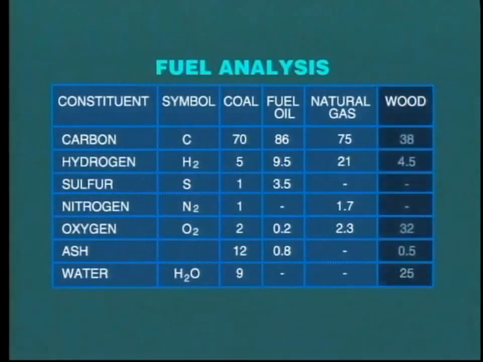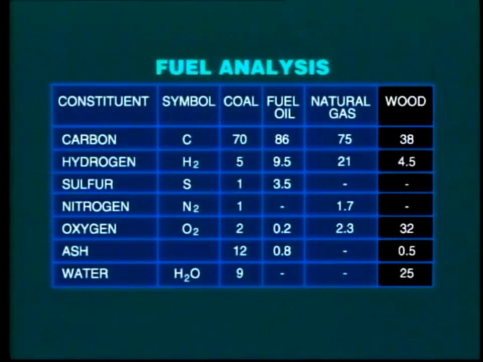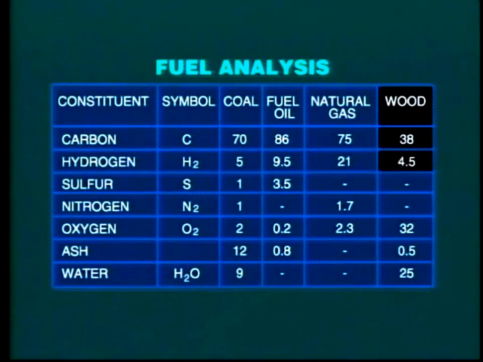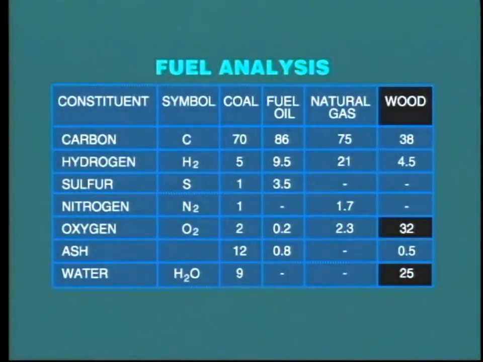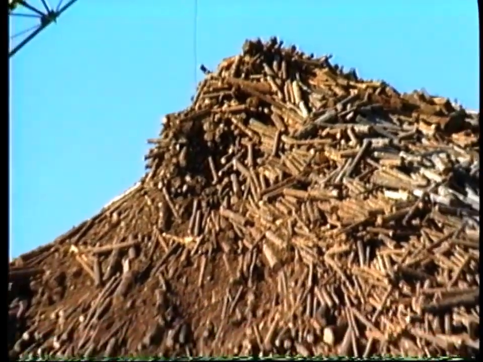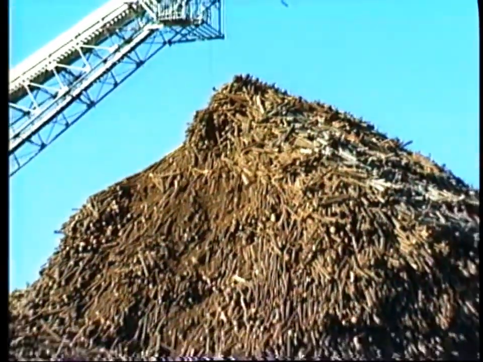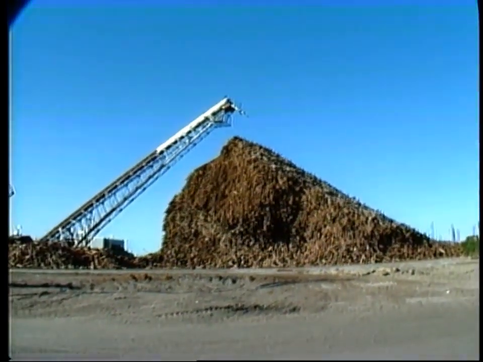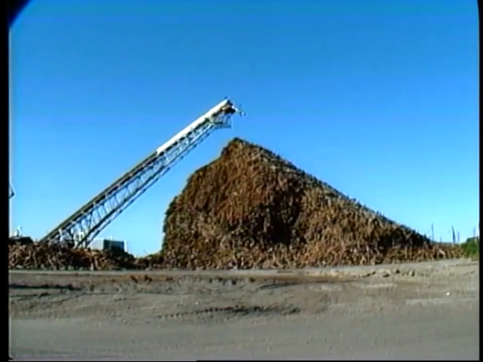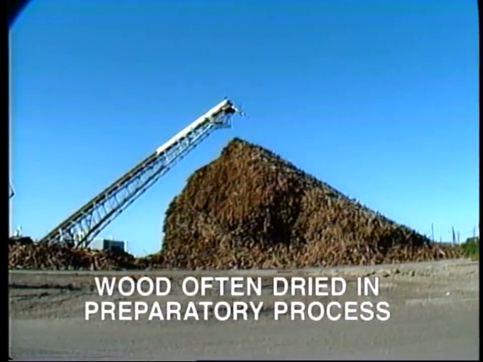In comparison, we can see that wood as a fuel will not produce much heat because the amount of carbon and hydrogen is relatively small. The ash content is also small, but a large percentage of the wood makeup is in the form of moisture and oxygen. This has a lot to do with the method of storing wood, which is usually in the open air. The wood has a propensity for absorbing moisture from the atmosphere much more than other fuels. For this reason, wood is often dried as part of the preparatory process before it's fed into the boiler for combustion. But hang on here. We're getting ahead of ourselves.